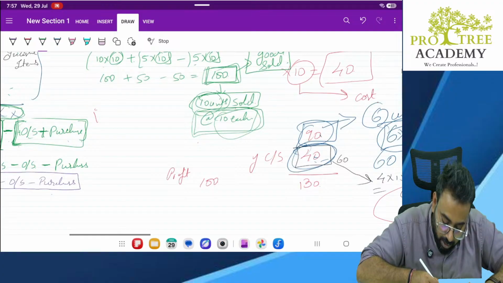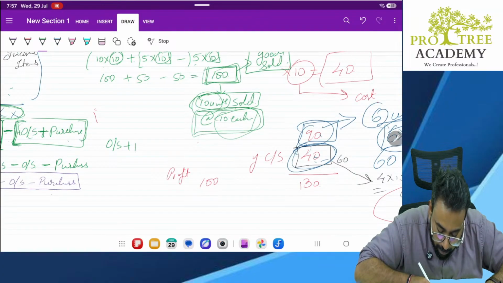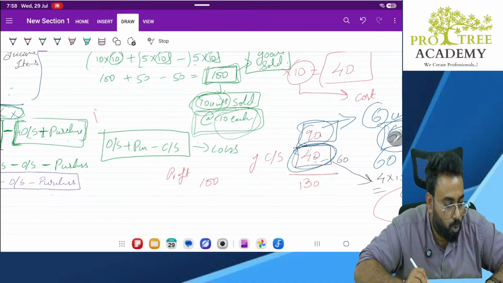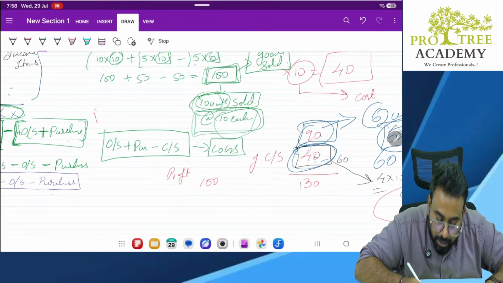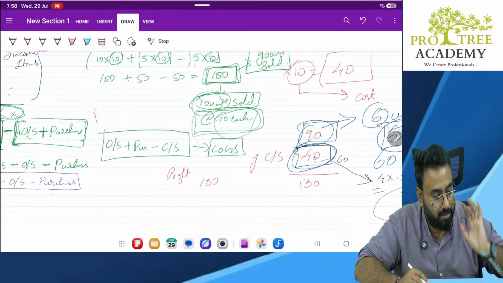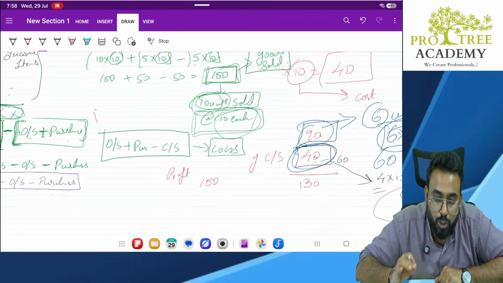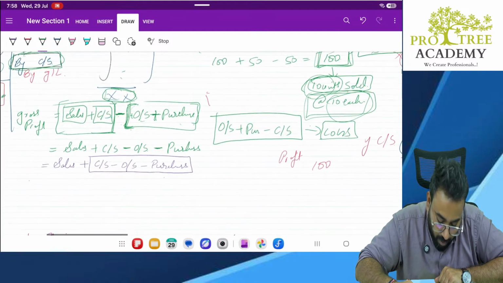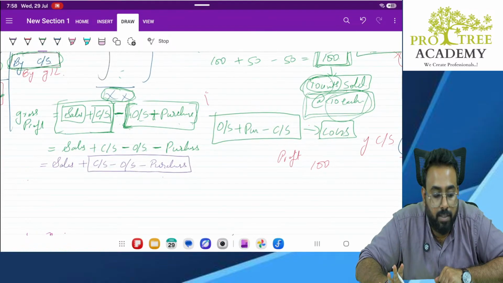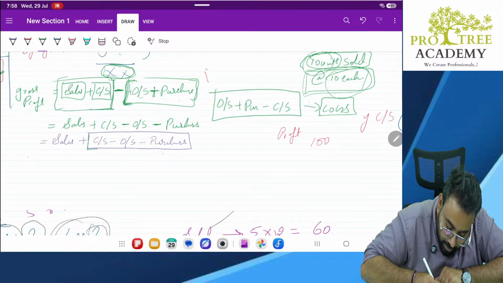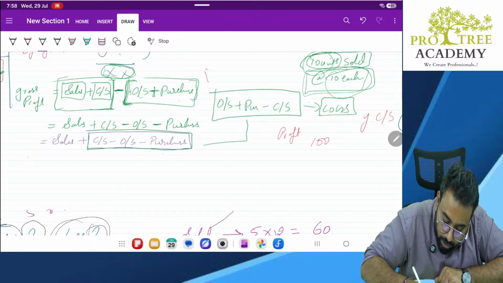So in other words, opening stock plus purchases minus closing stock will give me cost of goods sold, which is also called COGS. Is this concept clear, everybody? Yes. Now come back. Now look at this formula. Does this formula look like COGS?